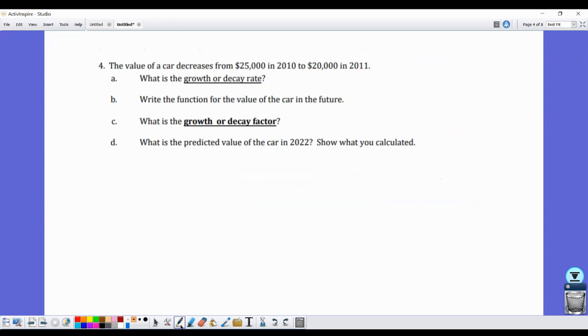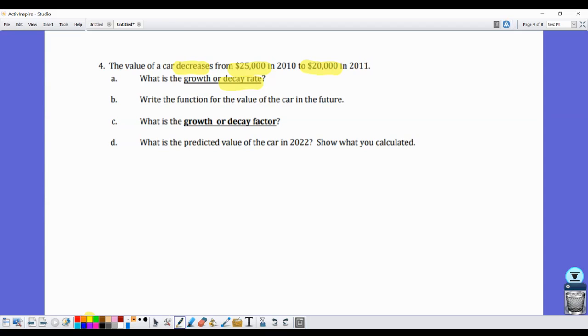Let's go ahead and see what this problem's about. I'm going to get my highlighter, get ready to highlight what seems important or pertinent. Number 4, the value of a car decreases from $25,000 in 2010 to $20,000 in 2011. So it's dropped down $5,000 in a year. Is this growth or decay? Well, it told me that we're decreasing, so I know that we're working with decay.